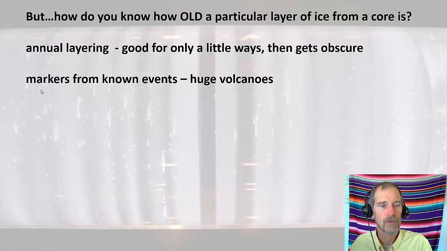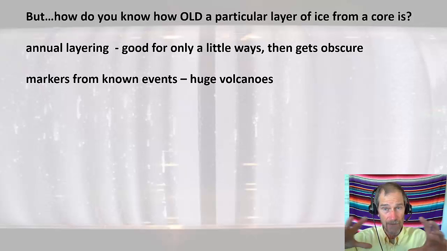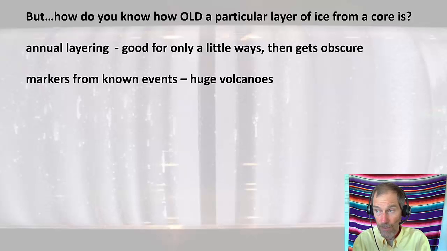The second thing is you can get markers in the ice from known events. So let's just say this is some volcanic ash, and we know that 10,352 years ago there was a gigantic volcanic explosion that left a covering of ash over the entire Earth. Then when we see it, we know where we are in the time span. So huge volcanoes are known markers. There are other kinds of markers too, I think.